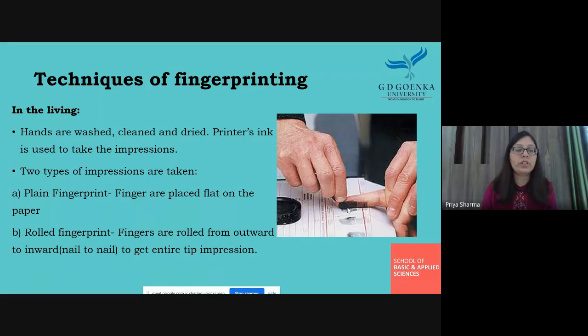The second type of impression that we have to take is the rolled impression, because in a crime scene, it may be possible that the side portion of the finger is present as a fingerprint. So in that case, we need to take the overall impression of the fingerprint by taking the rolled fingerprint, in which, outward to inward, your finger is rolled to get the entire tip impression.